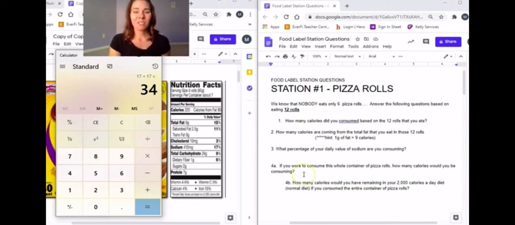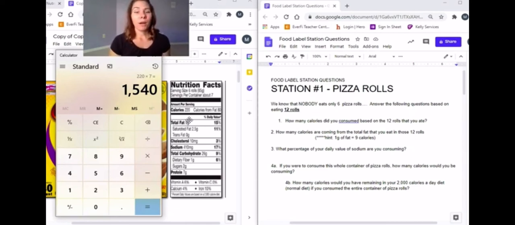If we were to consume the whole container of pizza rolls, how many calories are we consuming? When we look at the top, 6 rolls per 1 serving, but there are 7 servings for the whole container. So we take the calories, 220, and multiply that by 7 because there are 7 servings in this container. That gives us 1,540 calories for the whole box. That's a lot.